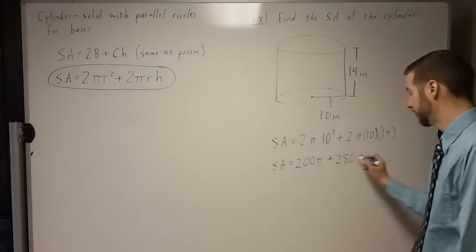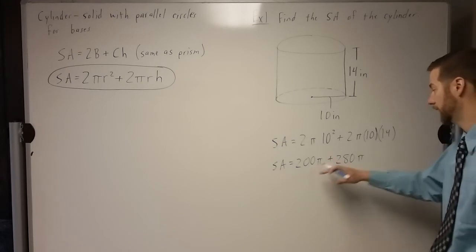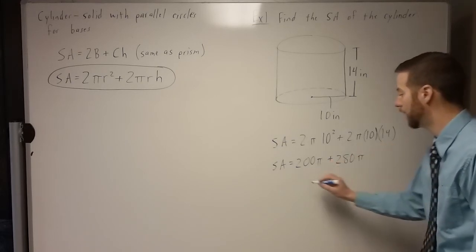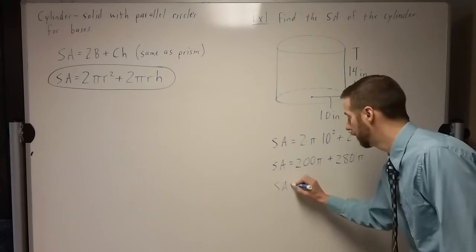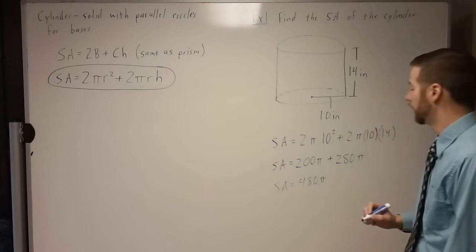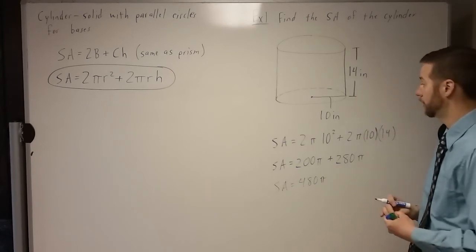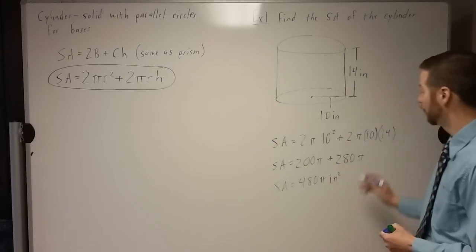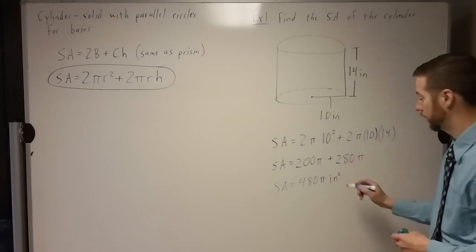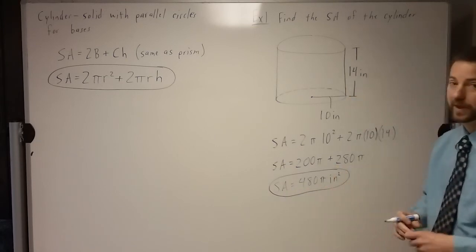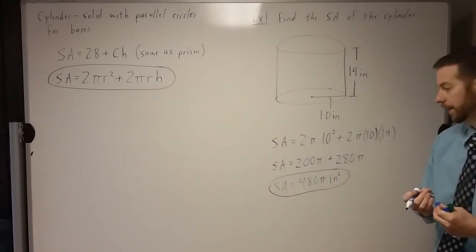Or these are really just like terms. Do you notice if this said 2x plus 3x, we make it 5x. We have 200 pi plus another 280 pi, then we've got 480 pi. So if you want to leave your answer in terms of pi, that's your answer. And we want to put it in square inches because we're talking surface area, right? How much it covers. And that would be an acceptable answer if it said leave it in terms of pi.